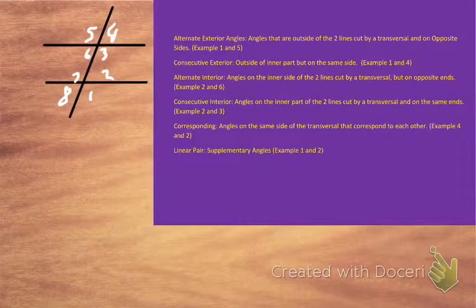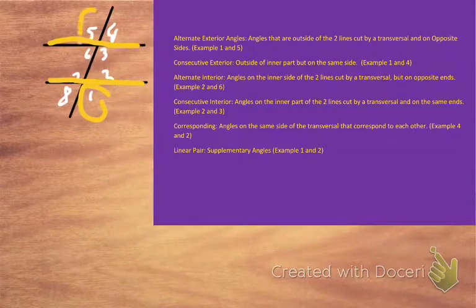So alternate exterior angles are angles that are outside of the two lines cut by a transversal, which would be like right here, and like right here. And they're on opposite sides. So an example would be 1 and 5, since they're on the outer part and they're on opposite sides. Next would be consecutive exterior, and that's when it's outside of the inner part, like I said, but on the same side. So a good example would be 1 and 4.